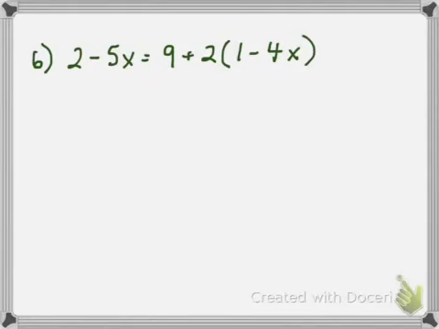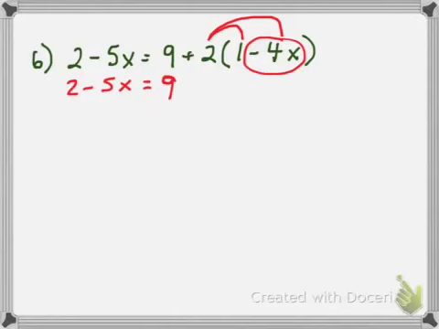And then let's see how you did with number 6. First step, distribute if necessary. I do not have to distribute anything on the left side, but I do have to distribute on the right side because I see parentheses. So go ahead and write down 2 minus 5x because I'm not doing anything to the left side. And then I'll keep my 9 because that's outside of the parentheses. And then I'll do 2 times 1 and then 2 times that negative 4x. So I know 2 times 1 is positive 2, so plus 2. And then 2 times negative 4x, so 2 times negative 4 will give me negative 8, so minus 8x.